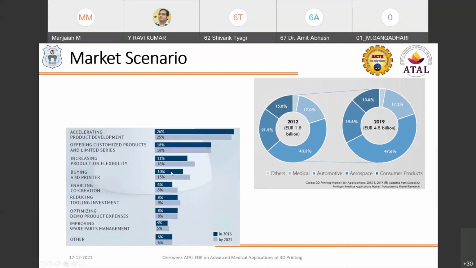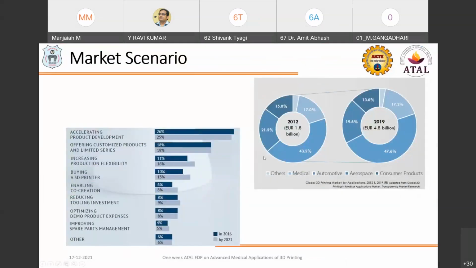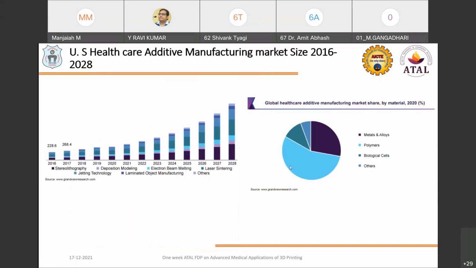And with respect to the market scenario in the medical aspect, if you look at medical, automotive, aerospace and consumer products, the market growth in medical is increasing day by day. From 2016 to 2021, medical has been growing at around 28% every year. In the graph, 2016 to 2028 is the projected US healthcare manufacturing market size.